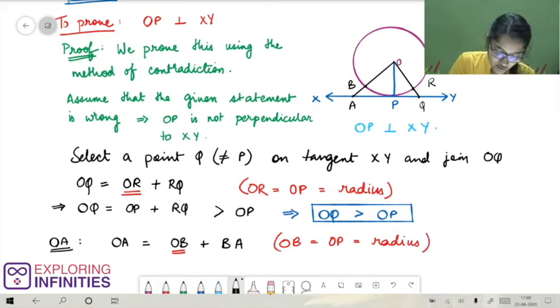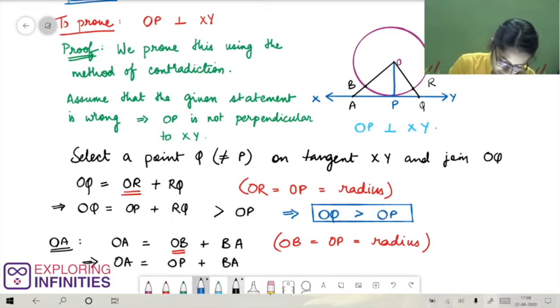So we can replace OB with OP here and write this as OA is equal to OP plus BA. Similar to the case of OQ, BA represents distance. It is the distance between point B on the circumference of the circle and point A lying on tangent XY. So since BA is a distance, its value should always be a positive number. That means OA is equal to OP plus something positive.